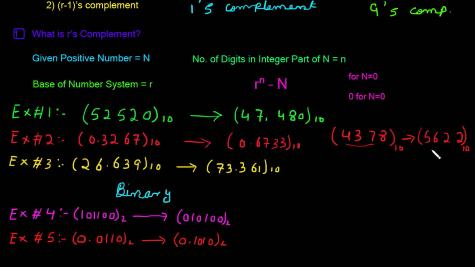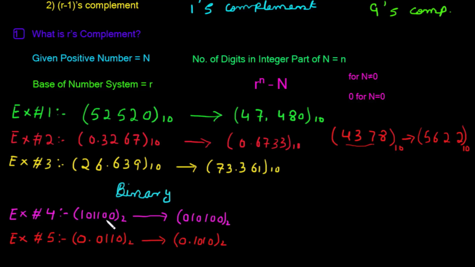And you can also verify this just by solving as I have solved this example. Now the 2's complement can be found by leaving all the least significant 0s and the first non-zero digit unchanged and then replacing zeros with 1 and 1 with zeros. Now look at this.